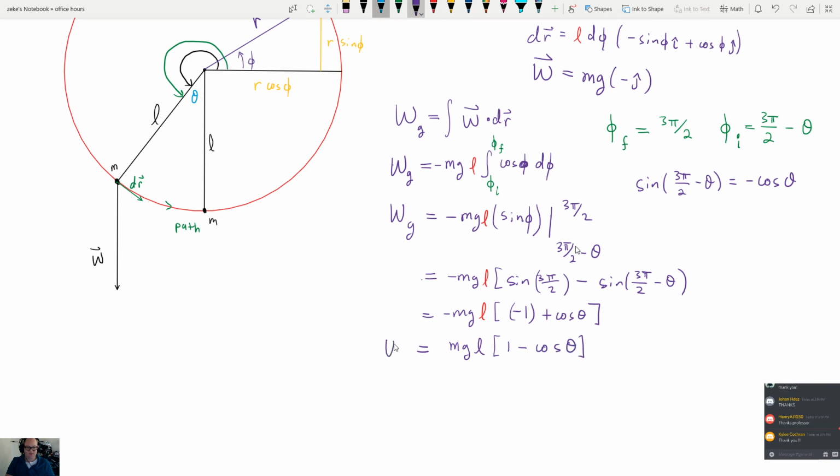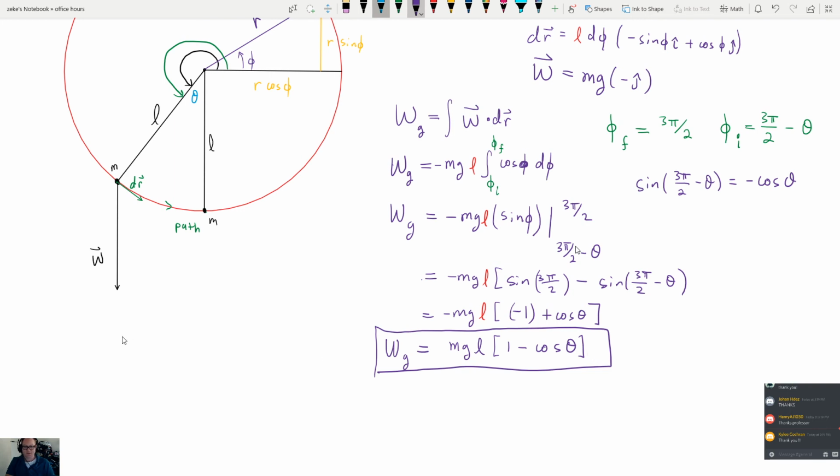And the good thing about this is that, unlike the answer that we got in class, this number is positive, because cosine theta is a number between negative 1 and positive 1. In our case, because of the way that we defined our angle theta here, cosine theta is guaranteed to be a number that is between 0 and 1, because it's an acute angle. So that means that this is a positive quantity.